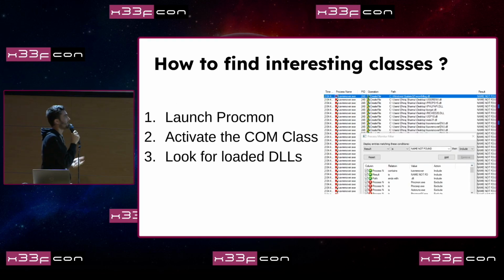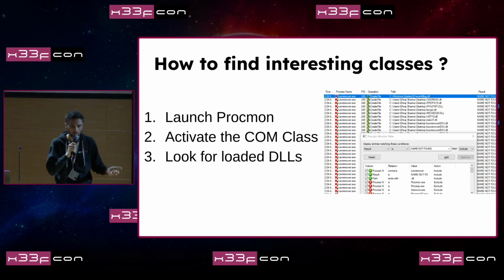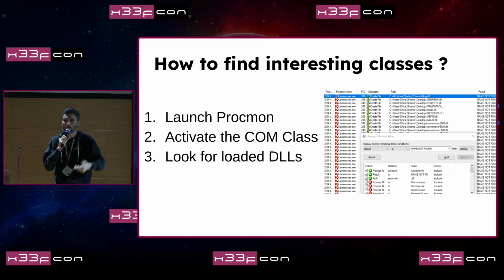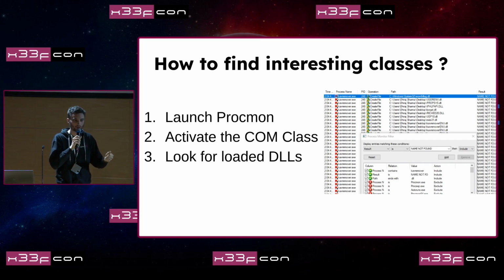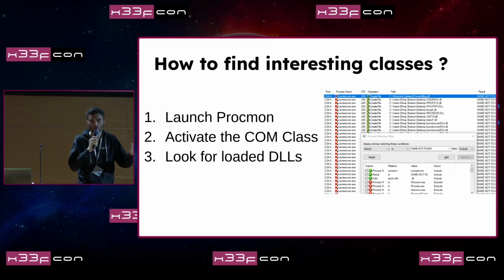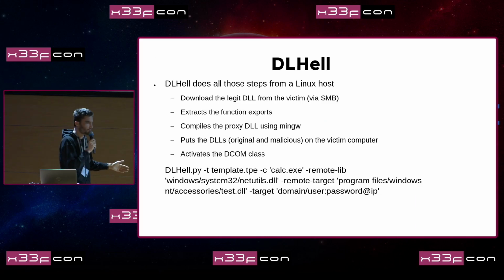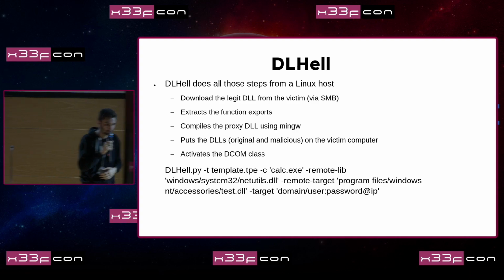So how to find interesting classes? It's pretty easy. You just have to launch Procmon from Sysinternals and look for NAME NOT FOUND on DLL files. Or you can just watch which DLLs are called by the EXE file, and then you activate the COM class, and you just see the results and look for loaded DLLs that you can hijack using the two previous methods.